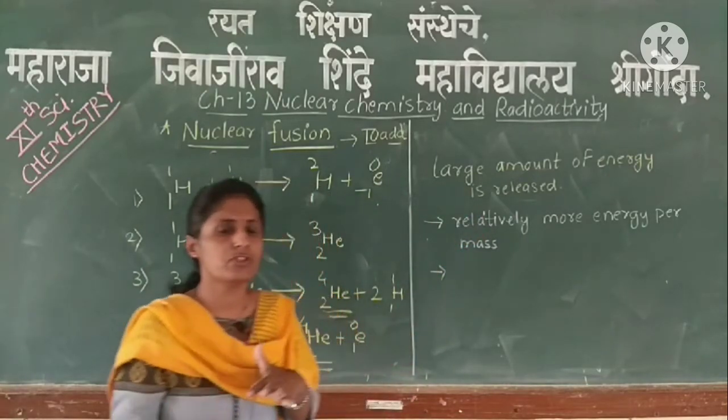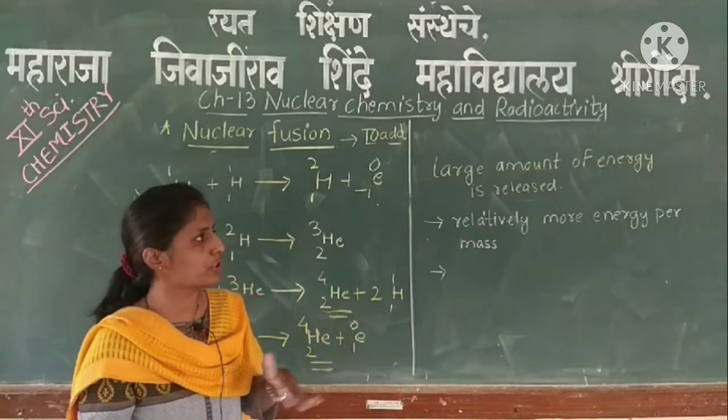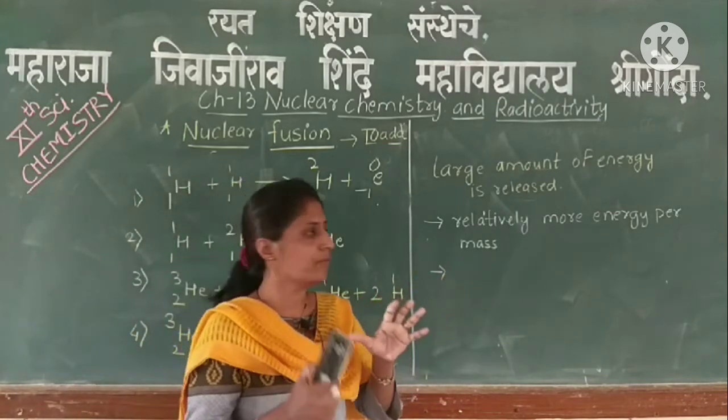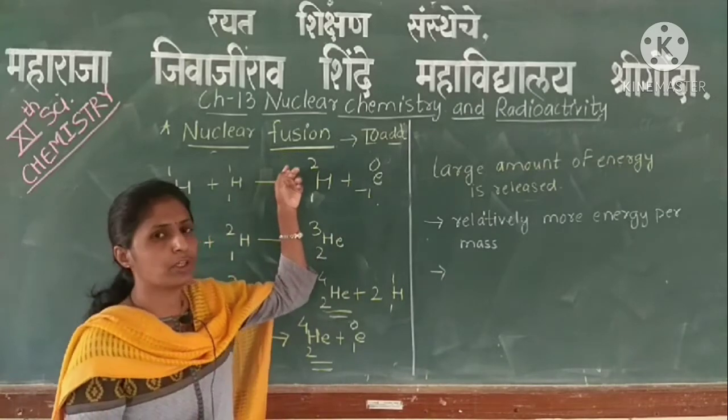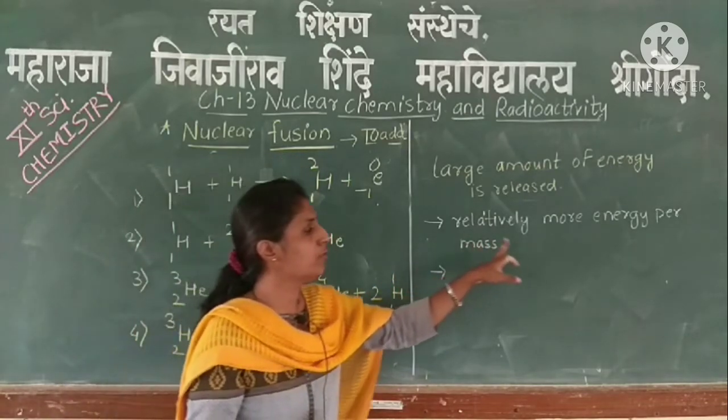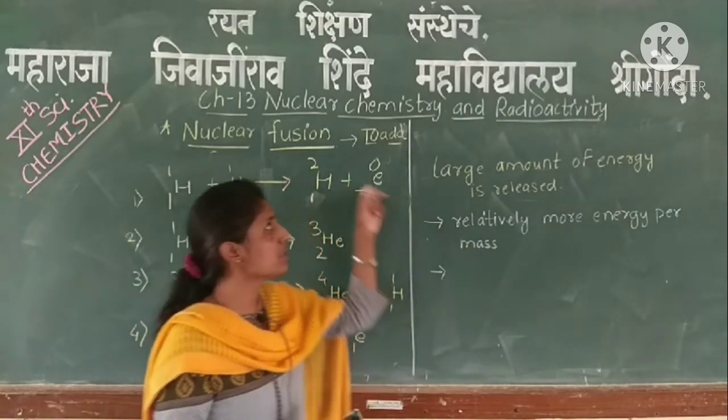Okay, in one you are doing nuclear fusion and in the other you are doing nuclear fission, then from 1 gram of mass, where will you get more energy? For nuclear fusion, you are going to get relatively more energy per mass. So this is favorable.